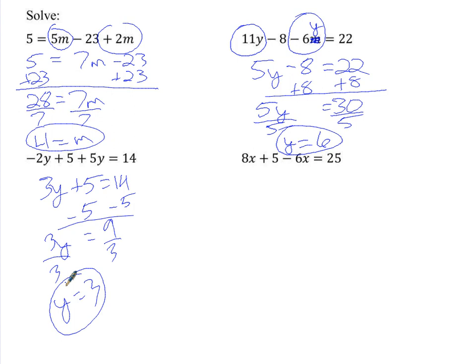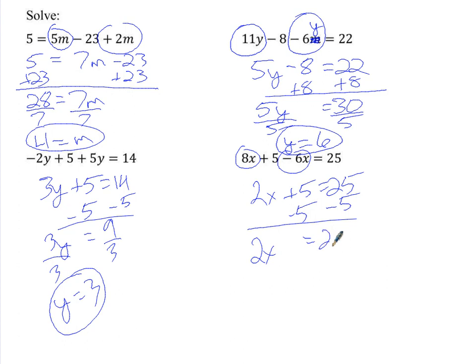Okay, what do we do first on that one? And what do we get when we combine like terms? 2x. We have an 8x and a negative 6x. Those combine to give me 2x. It's like I have $8 and then I spend $6. Now I have $2. Okay? Plus 5 equals 25. What happens now? Subtract 5 from both sides, and I get 2x equals 20. So then I'm going to divide both sides by 2 to get x by itself.